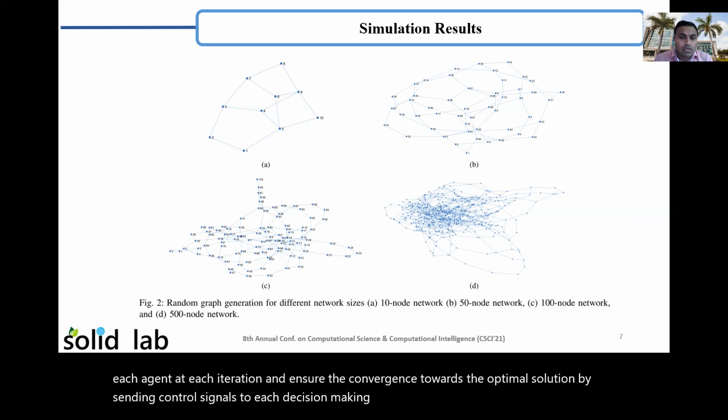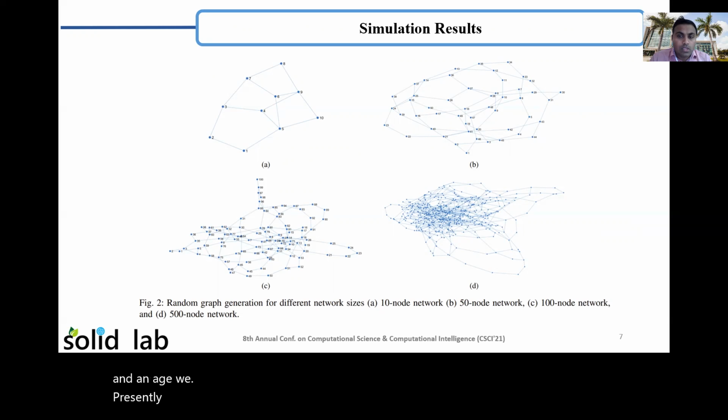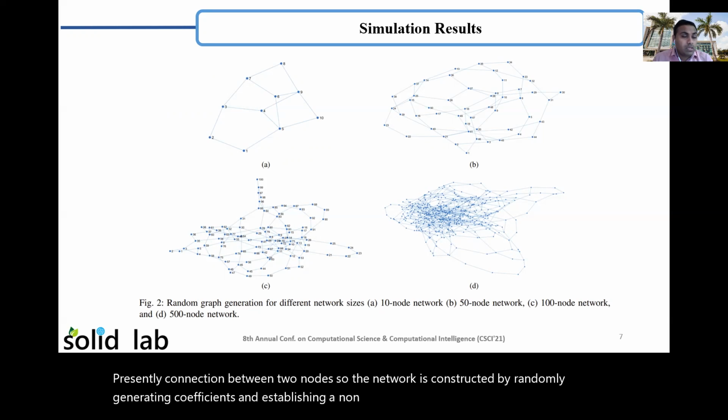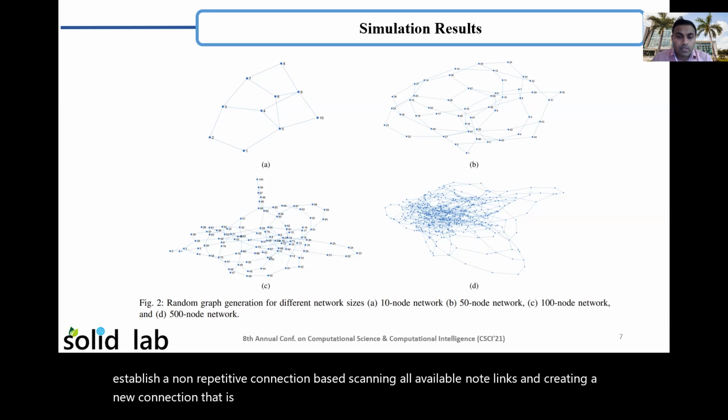So we generated a random network as a connected graph for our experimental evaluation, where each vertex indicates a node and an edge represents a connection between two nodes. The network is constructed by randomly generating coefficients and establishing a non-repetitive connection between two nodes. We establish a non-repetitive connection by scanning all available node links and creating a new connection that is not present in the network.